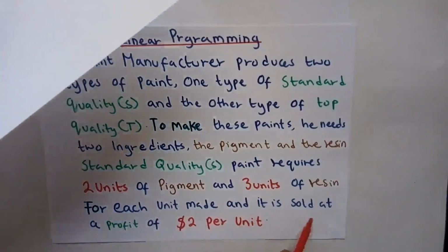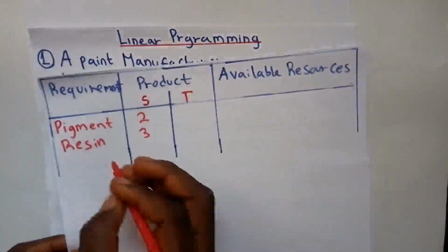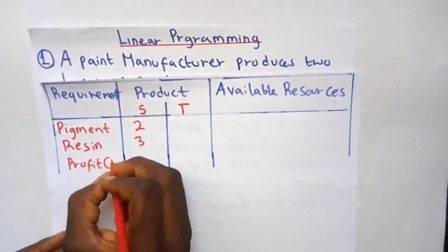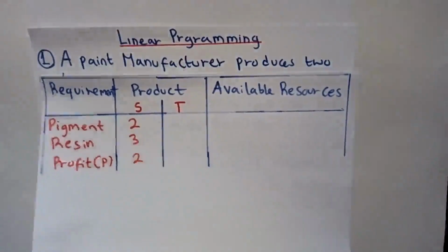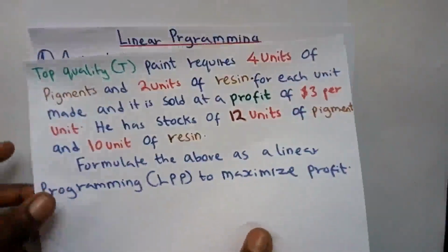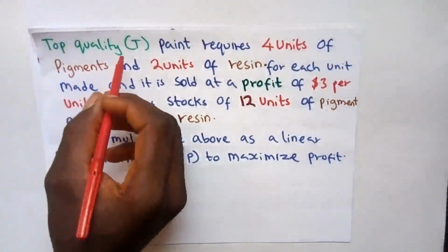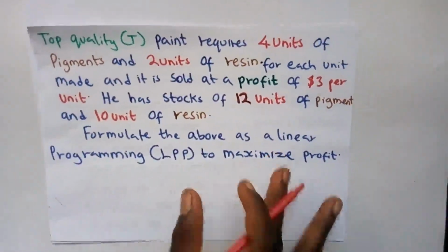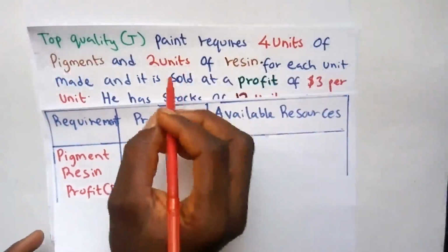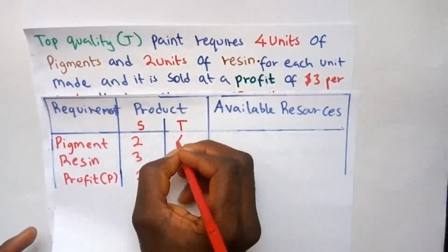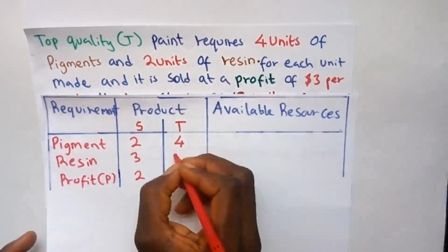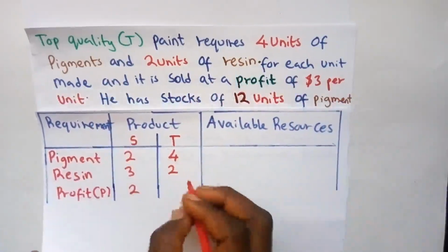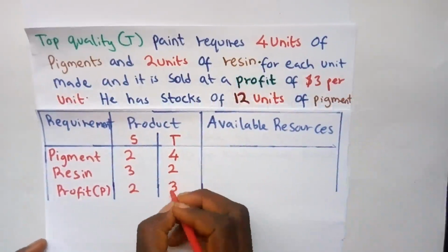For each unit made, and it is sold at a profit of $2 per unit. Let's call the profit P. It is sold at a profit of $2 per unit. Top quality paint T requires 4 units of pigment and 2 units of resin for each unit made, and it is sold at a profit of $3 per unit.